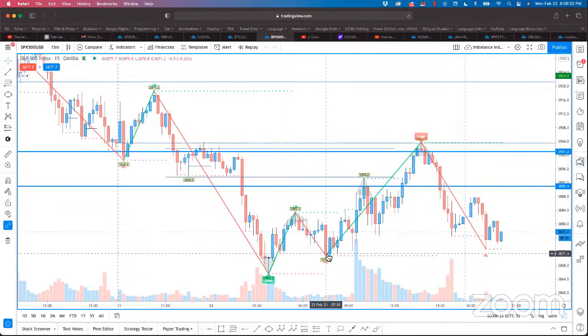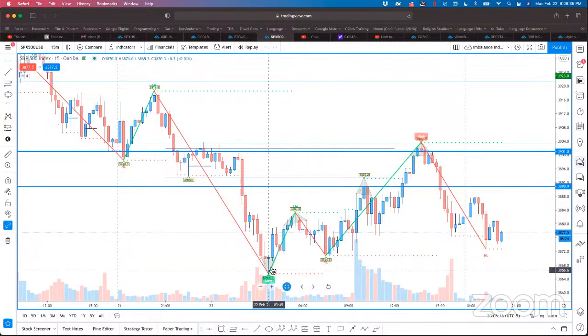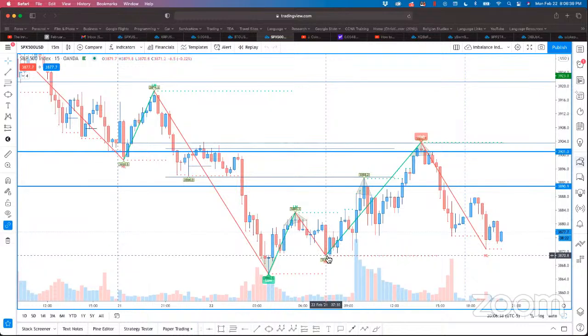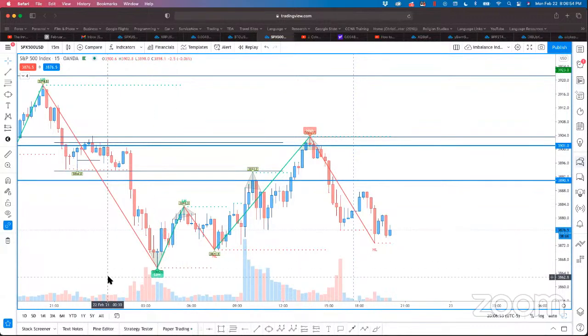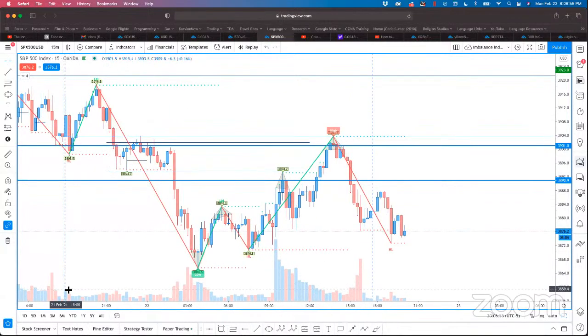Here I am, pre-New York, right here. It already rejected for London. It's starting to reject over here. Cool, my entry coming over here. Bam, I'm in this trade. I could even add on right here, because I know now, look what happened. Volume is low. Nobody is trading.